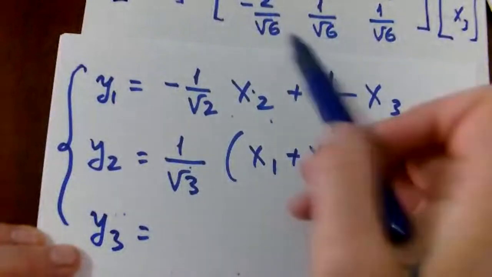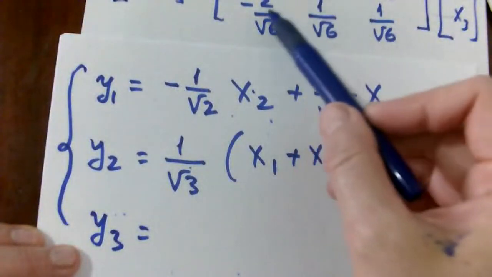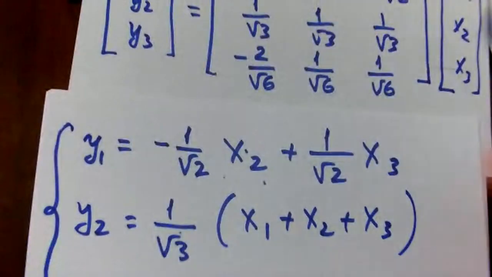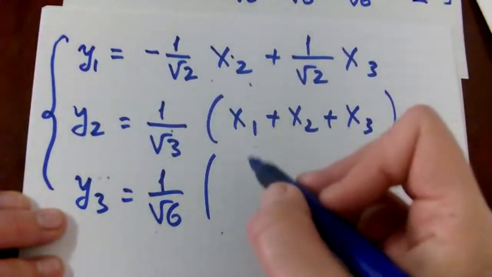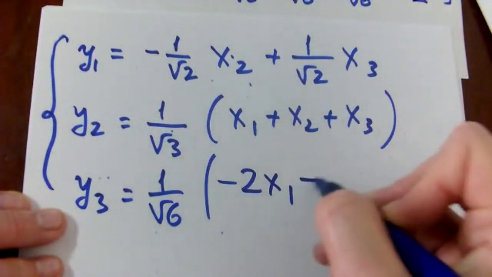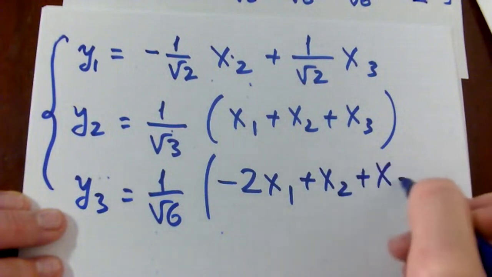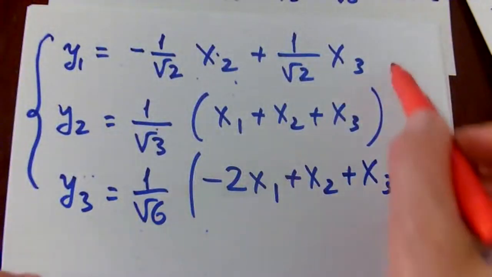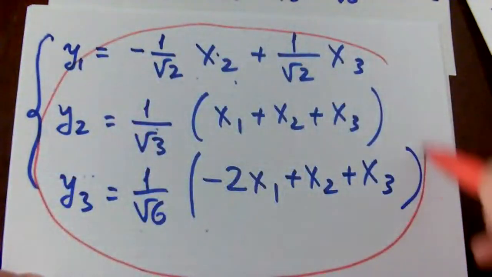And y3 we will get in a similar way. We need to multiply this last row by this column again. And again, it's a good idea to pull out this factor, 1 over square root of 6. So it will be minus 2x1 plus x2 plus x3. So that's it. So it looks like we managed to finish with this task.